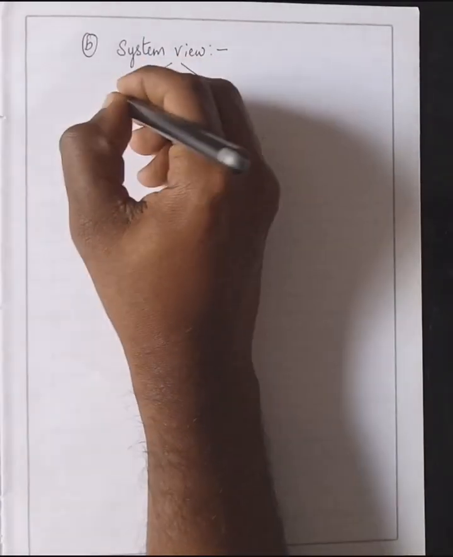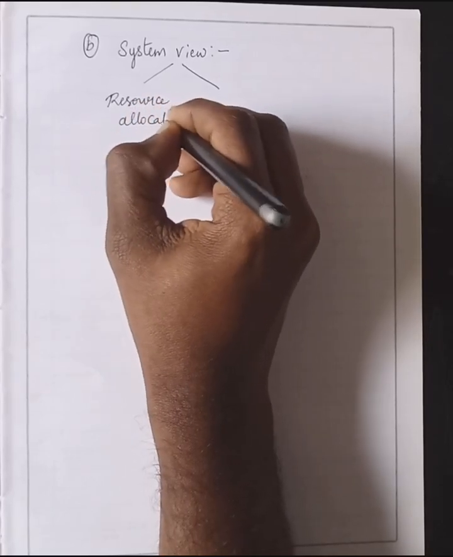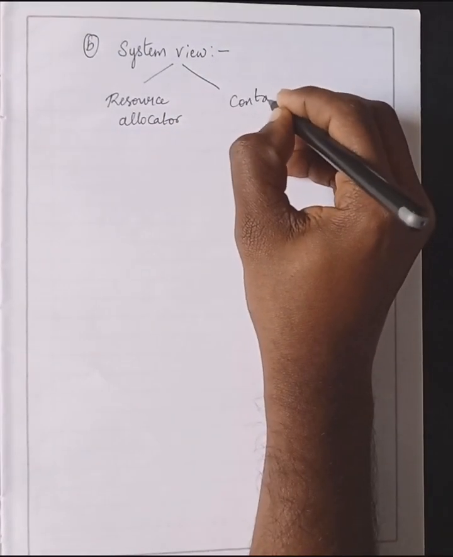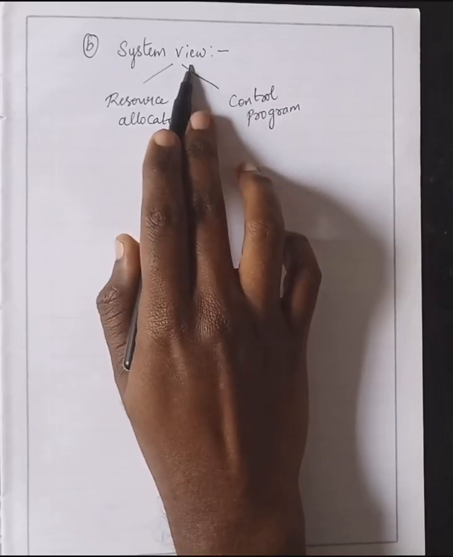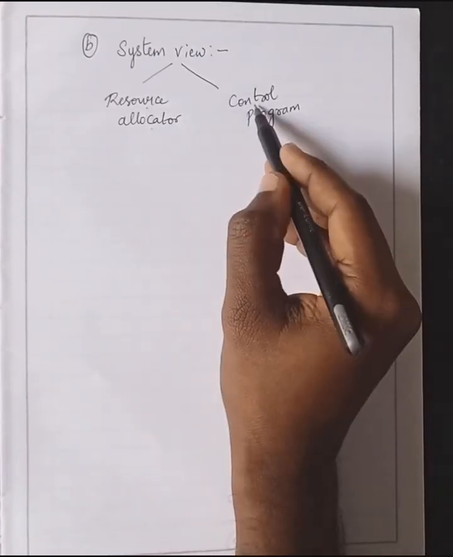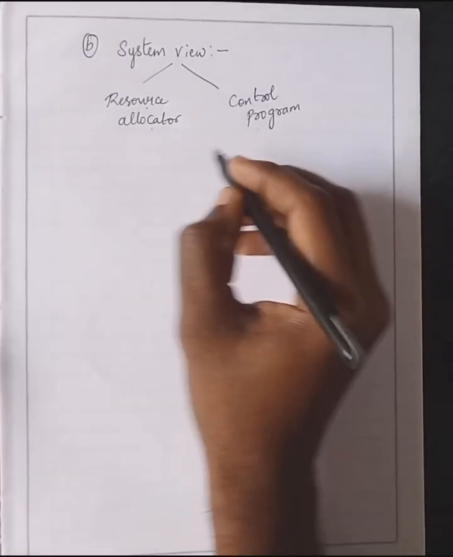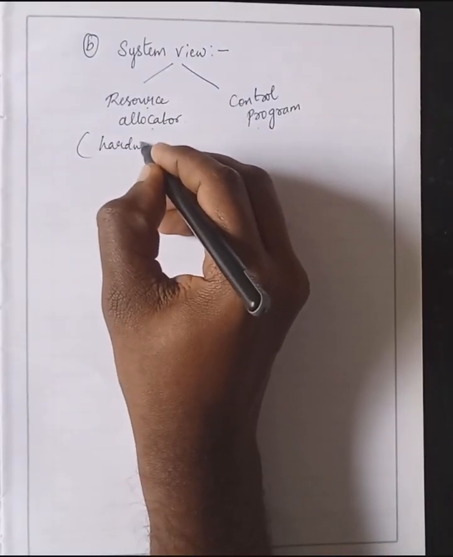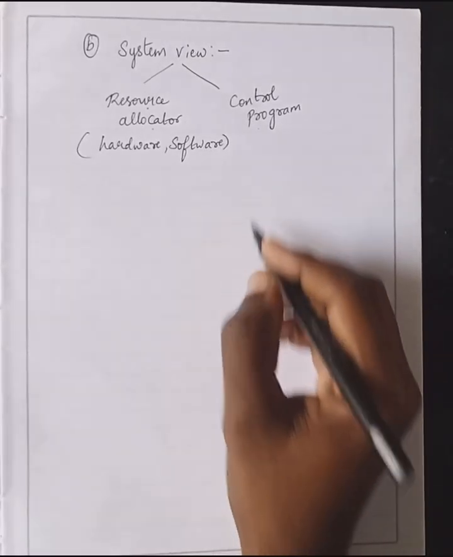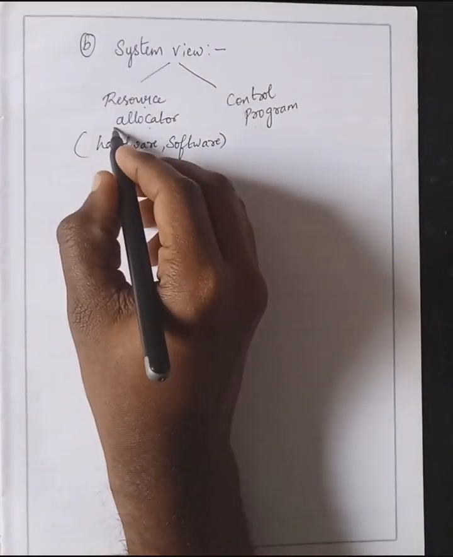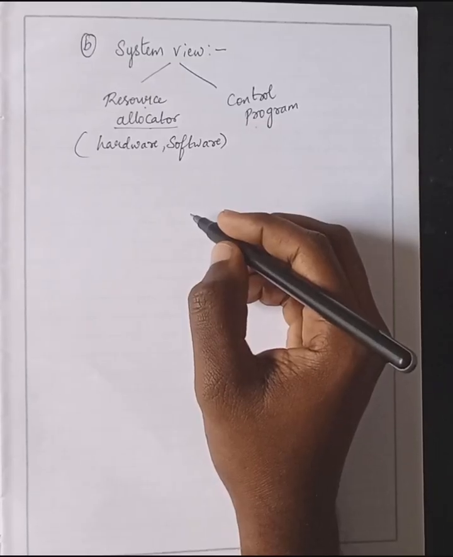The system view has two parts. One is resource allocator and the second one is control program. These are the two major tasks taken care of by the system view, whenever you consider the OS from the system view. So what is the resource allocator? It should manage both kinds of resources: hardware resources as well as software resources. Both should be managed easily, because more than one process can request the same resource at the same time, so the OS should take care of how to allocate it.